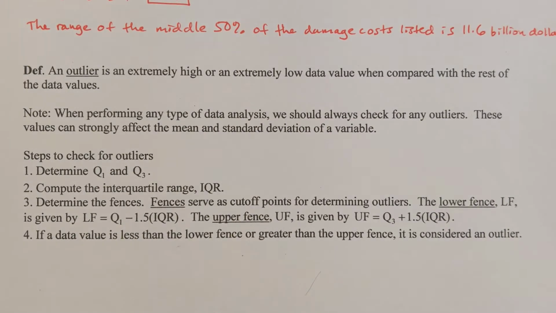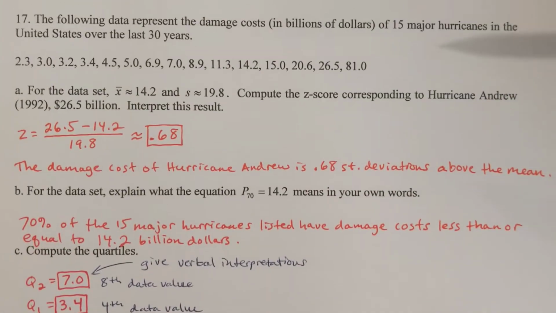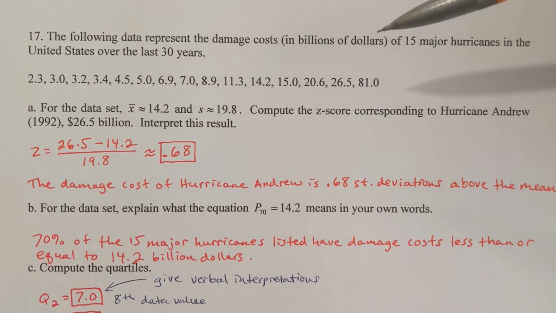Okay, we're going to start this next video here. I'm hoping to finish up 3.4 and 3.5. We're on outliers. An outlier is an extremely high or an extremely low data value when compared to the rest of the data values. We saw an example in problem 17.